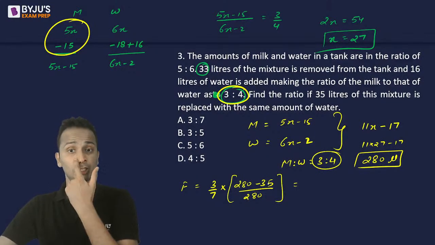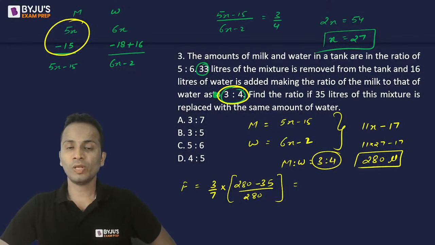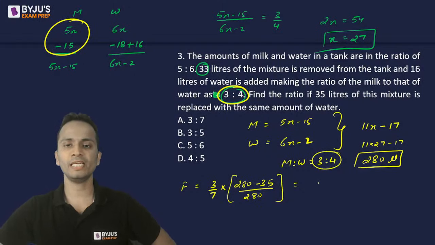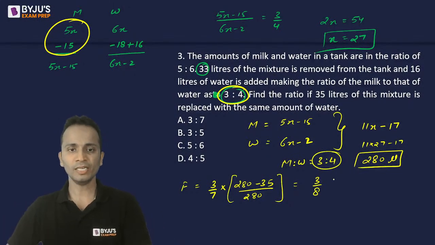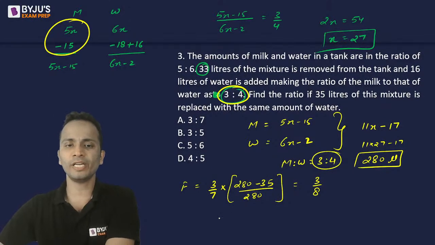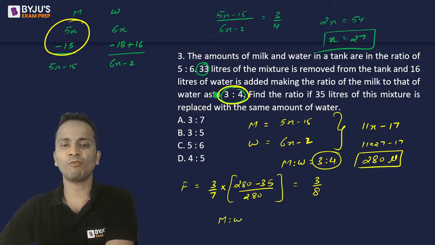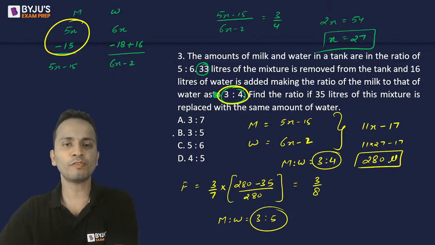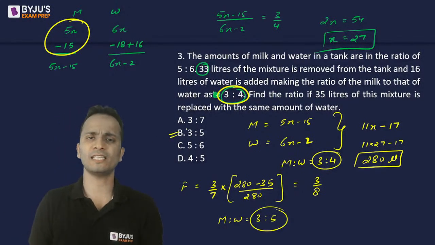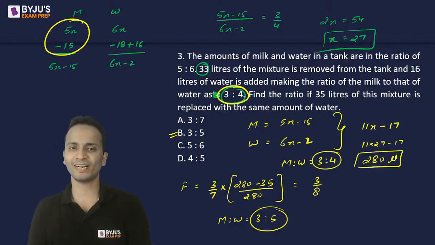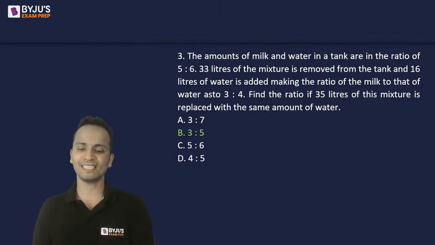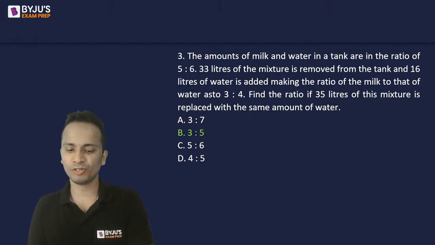Okay? So this will be 35 into 8 is 280. So 7 by 8 times 3 upon 7, 3 upon 8 will be the final fraction. Okay. Now the final fraction of milk is 3 upon 8. So the ratio of milk and water will be equal to 3 is to 5. So 3 is to 5, that is option B, will be the correct answer for this question. Alright. So that is the correct answer for question number 3.